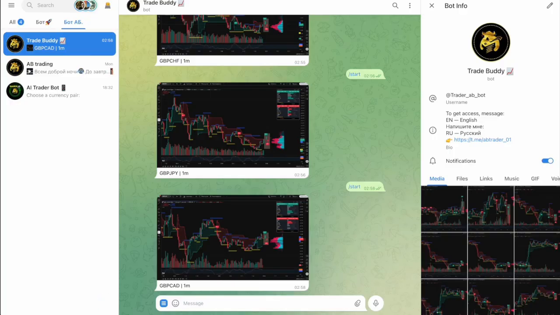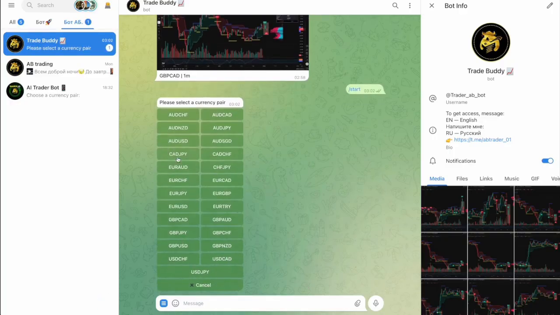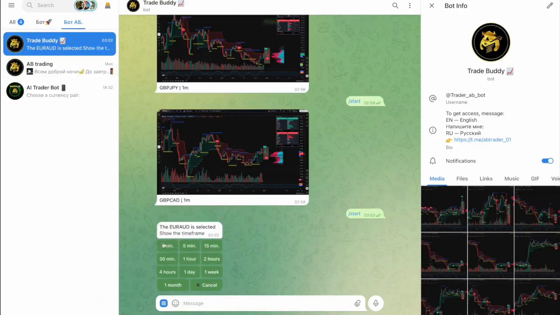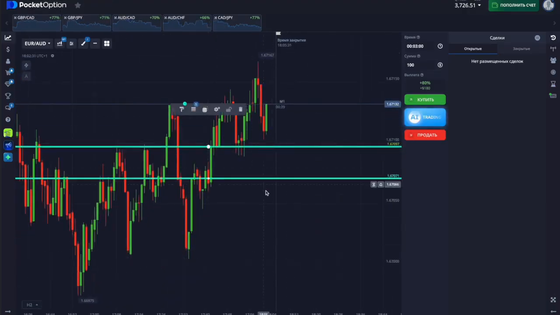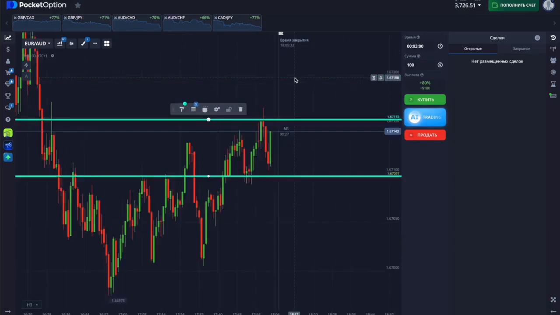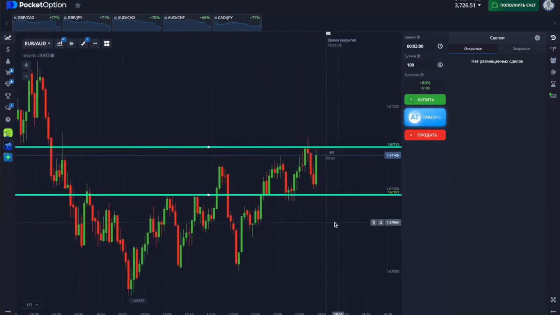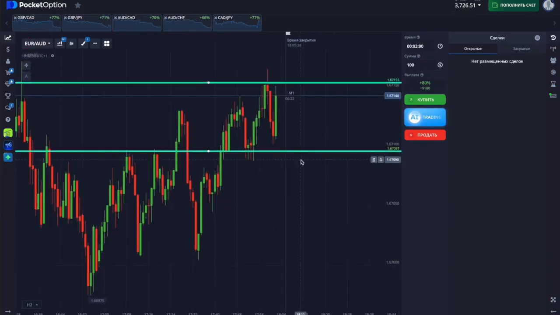The currency pair is Euro, Australian dollar, EUR, AUD, time frame 1 minute. I'm waiting for a response from the bot. As for me, I've marked one level below and another above. And what do we do here? I would open a down trade here.